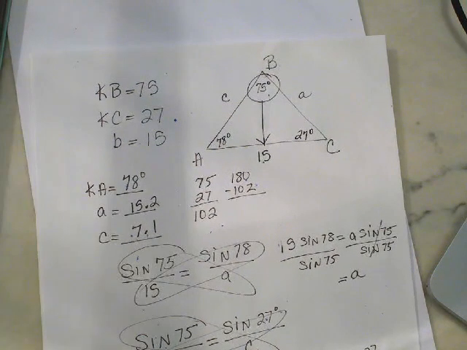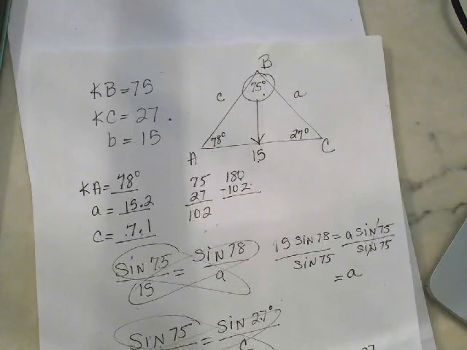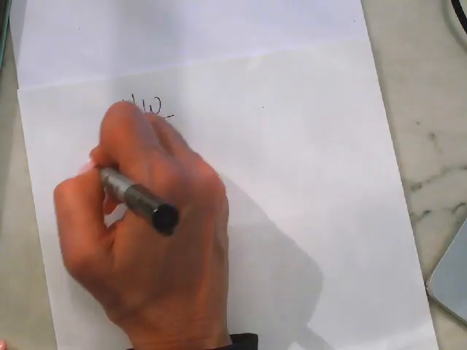Okay? So that means I just solved for the whole triangle. They gave me two angles and one side, so I needed to find the third angle and the other two sides. And I used the law of sines to do that. All right, it's a pretty simple formula. It's pretty simple to set up in the beginning.